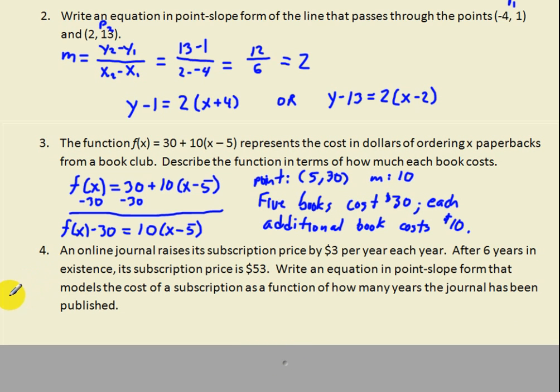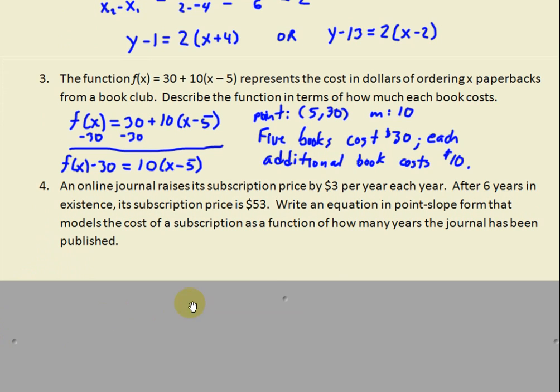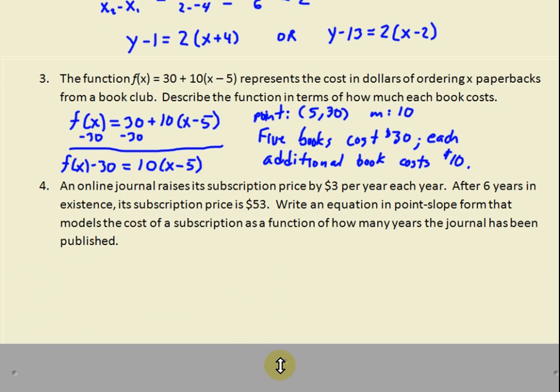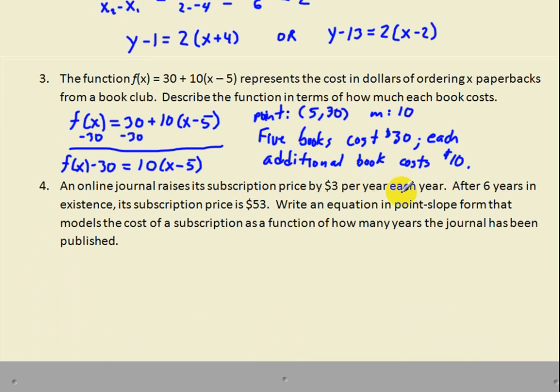Okay, number 4, an online journal raises its subscription price by $3 per year each year. After 6 years in existence, its subscription price is $53. Write an equation in point-slope form that models the cost of the subscription as a function of how many years the journal has been published.